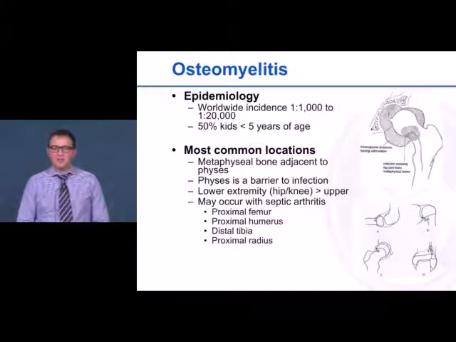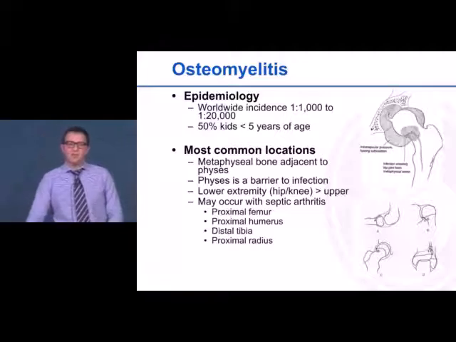And what can happen is you need to have a great suspicion of osteomyelitis in concert with septic arthritis in these 4 locations of the proximal femur, the proximal humerus, the distal tibia, and the radius. And the reason why is because in these areas, the metaphysis is intra-articular. And so if there's an infection in the metaphysis, it can break out and seed the joint. So elbow, shoulder, hip, ankle, all can present with osteomyelitis and associated septic arthritis.